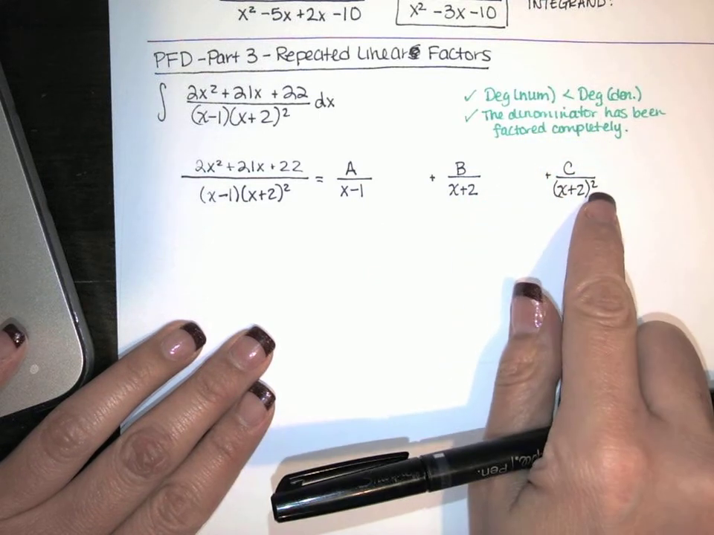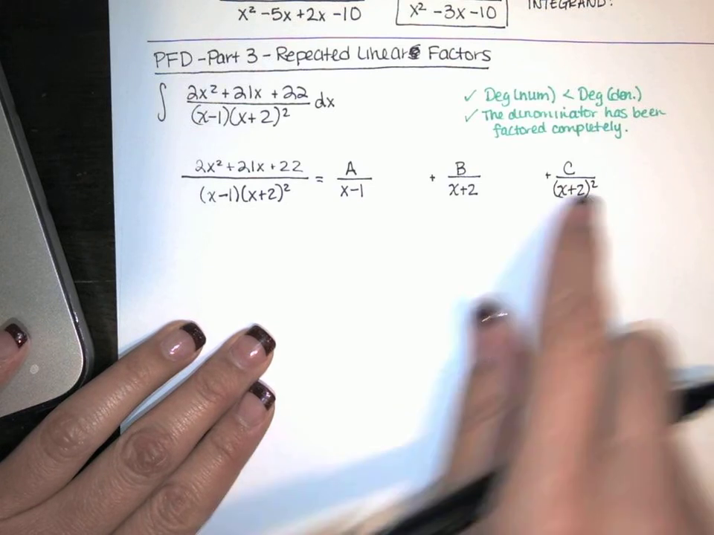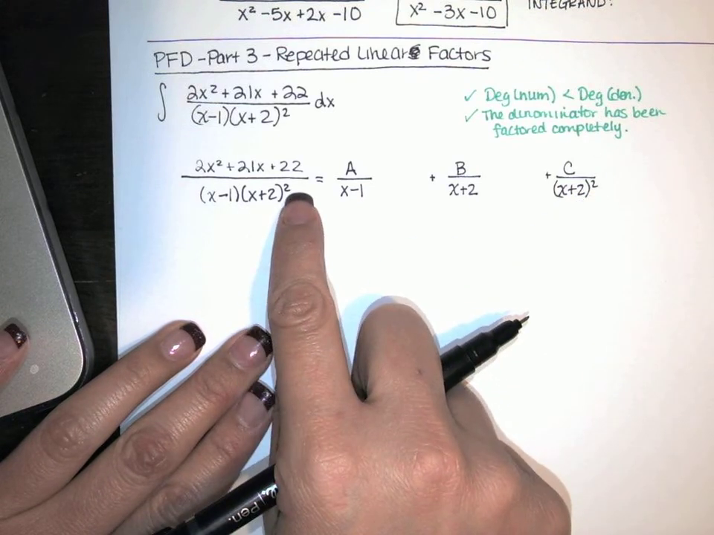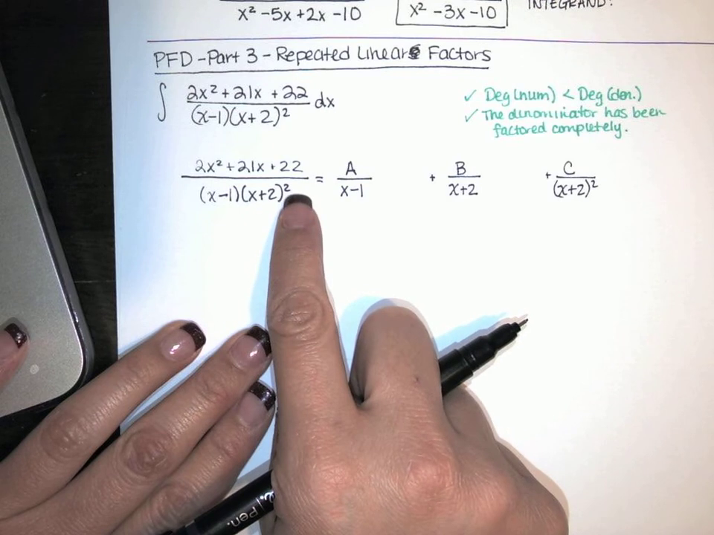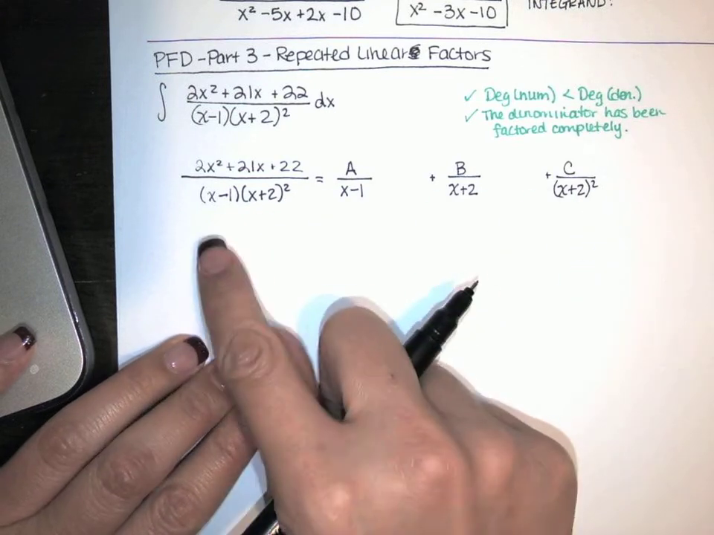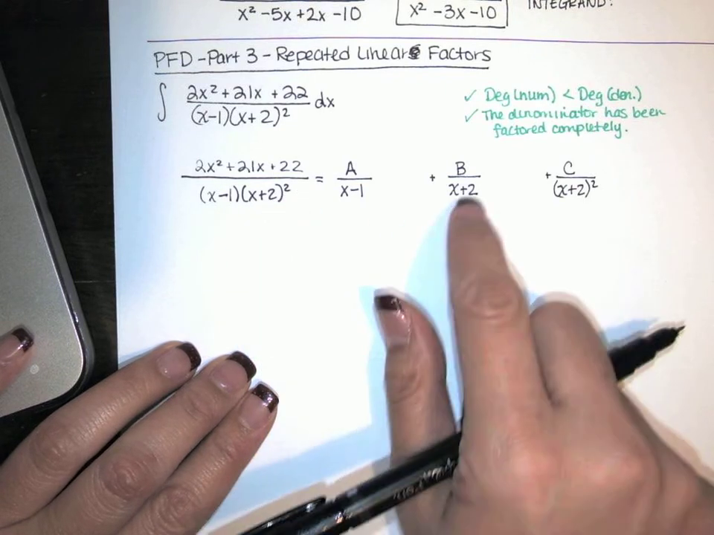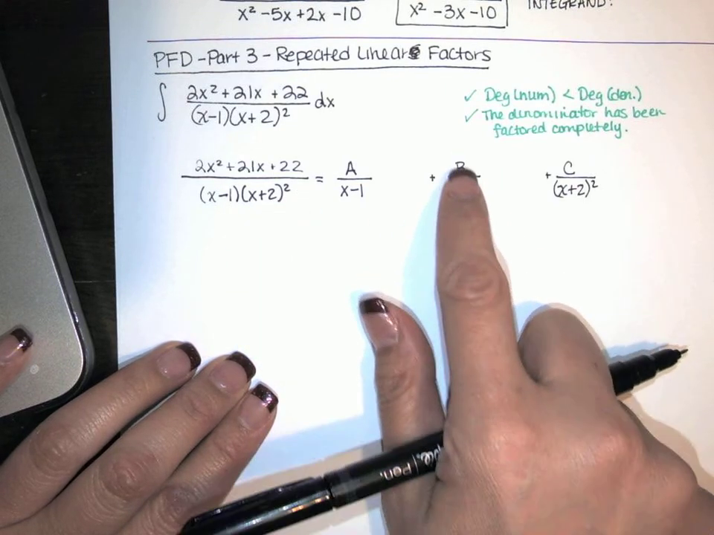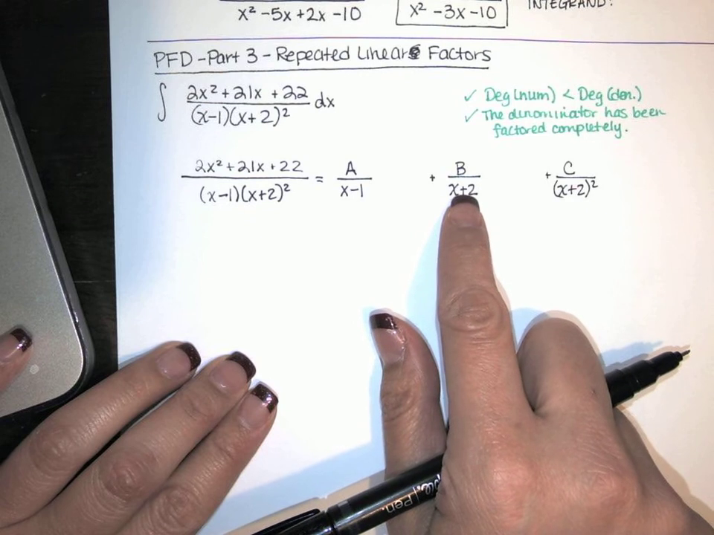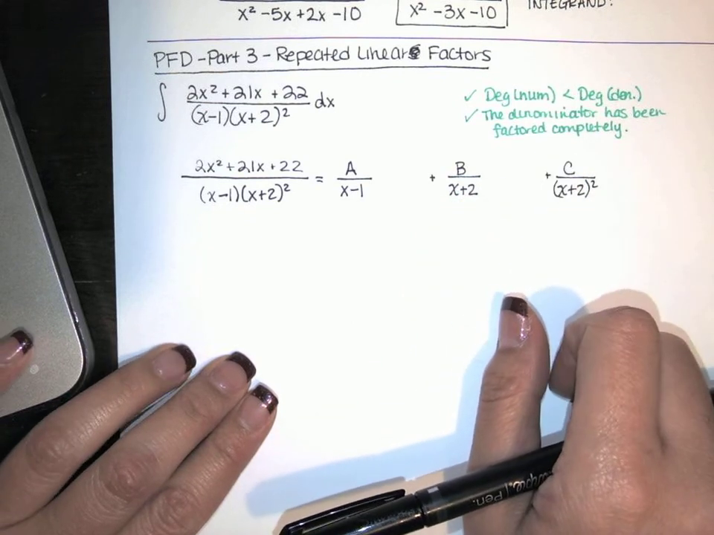And we stop with the x plus 2 squared. We stop at the second power of that factor because that's an x plus 2 squared. If that was an x plus 2 cubed, I'd also have to add a d over x plus 2 cubed. But thank goodness it's not. It's just x plus 2 squared. So I end up with one term with the x plus 2 to the first in the denominator and another term with an x plus 2 squared in the denominator.